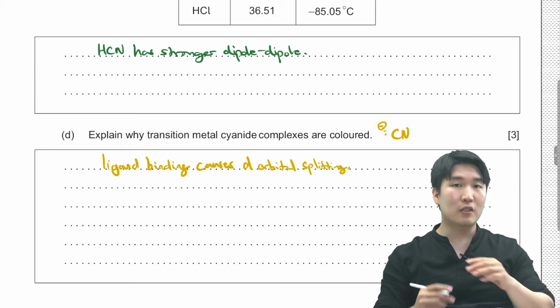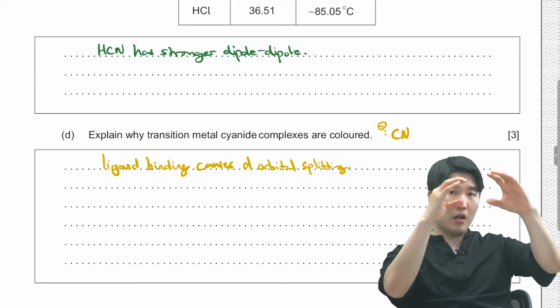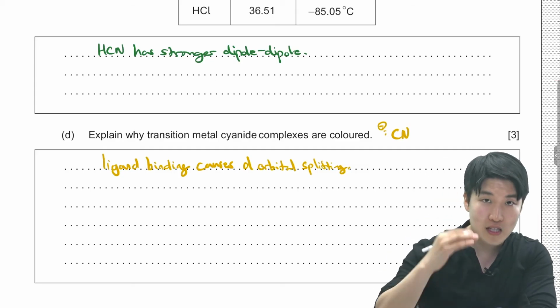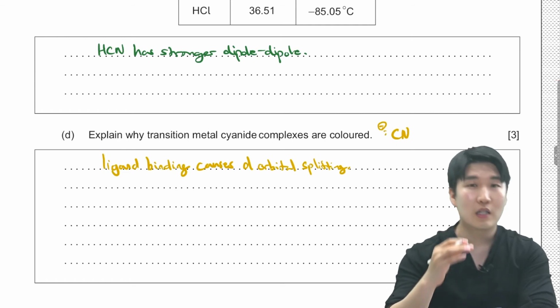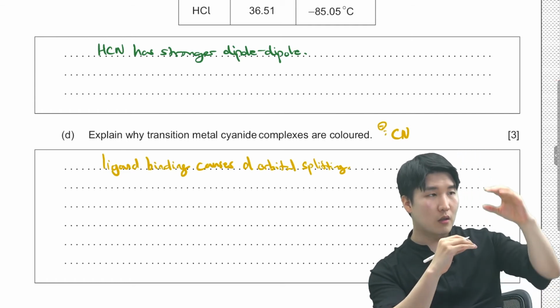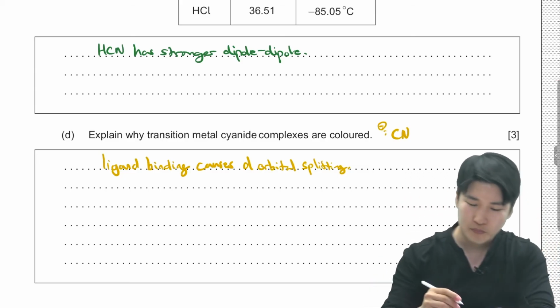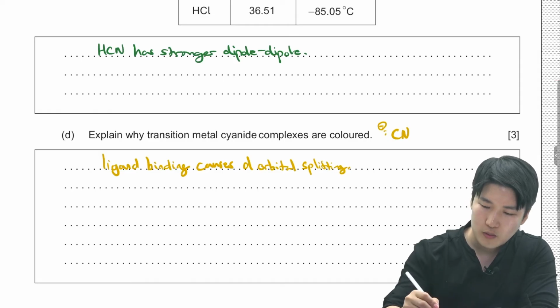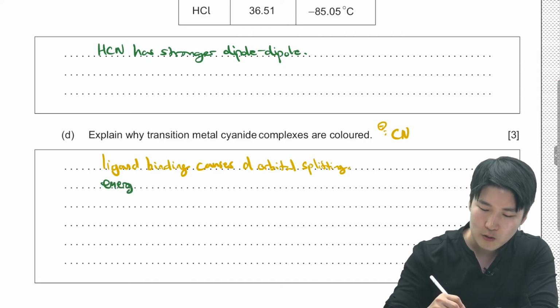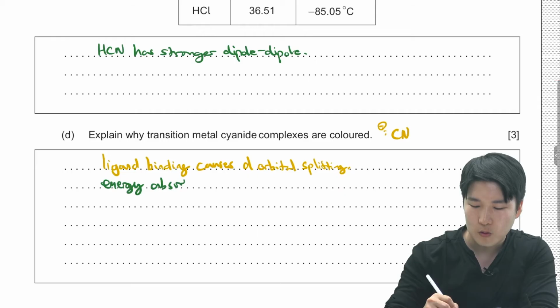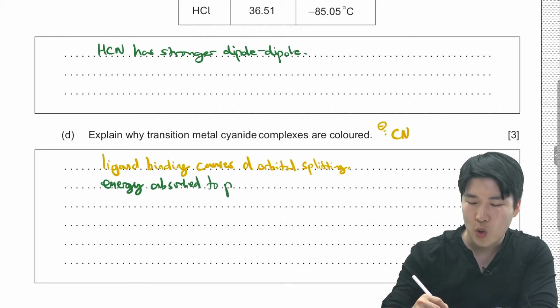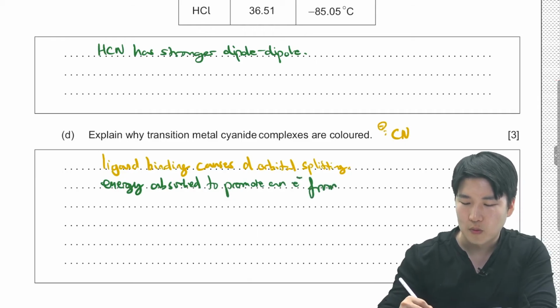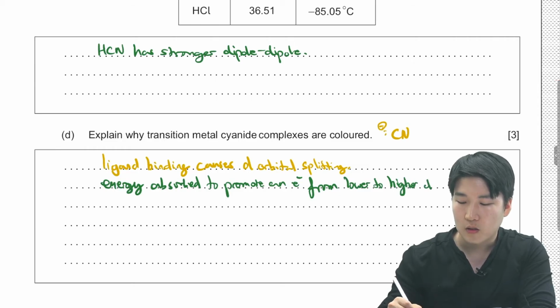The d orbital is split into lower and higher d orbitals, 2 sets of d orbitals. Out of 5 d orbitals, there will be a set with lower energy and another set with higher. Energy would be absorbed, I'm going to use a different color, to promote an electron from the lower to higher d orbital.